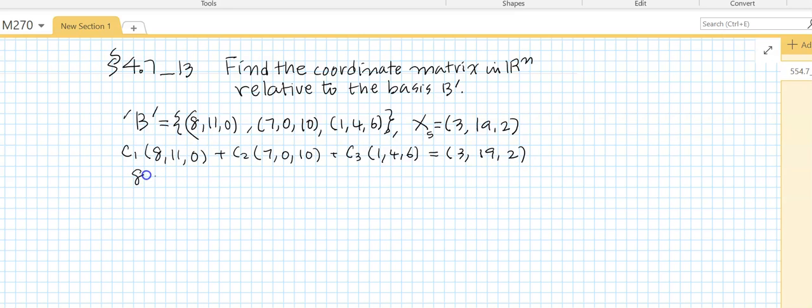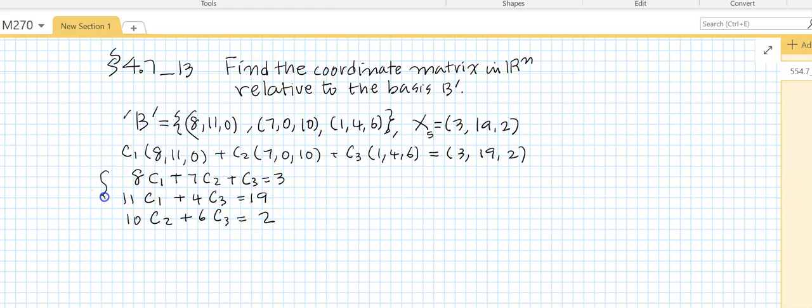So 8C1 plus 7C2 plus C3 is 3. 11C1 plus 4C3 is 19. And then 10C2 plus 6C3 is 2. So we're solving this system of equations.